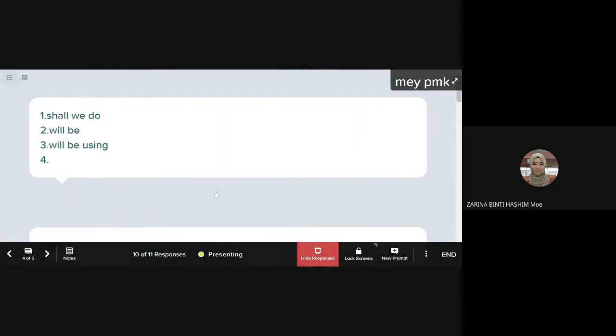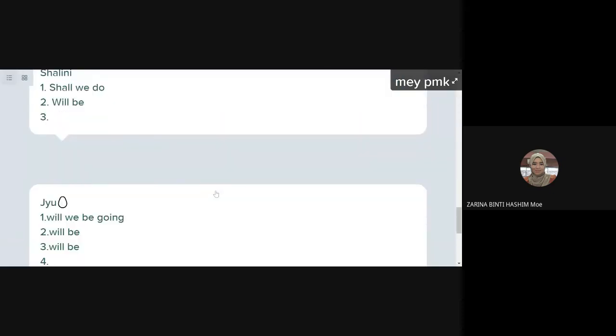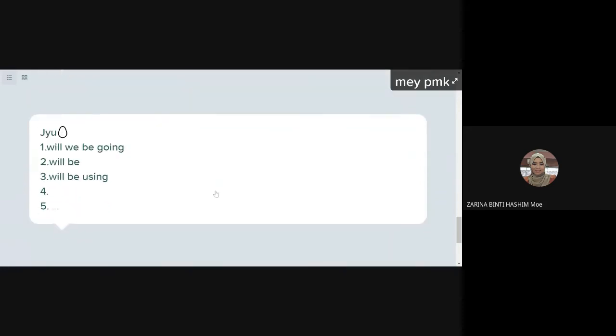Number three, since there is no we and I, you cannot use shall. Only use shall when there is we and I in that sentence, the pronoun, the subject. Remember that. That is your clue.